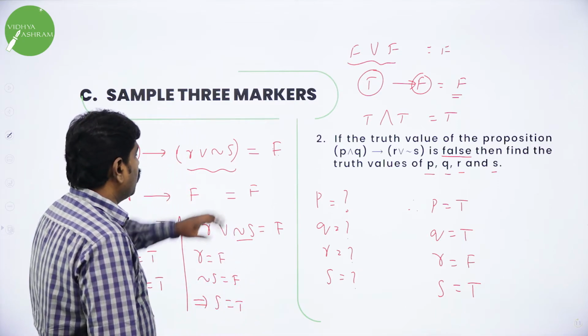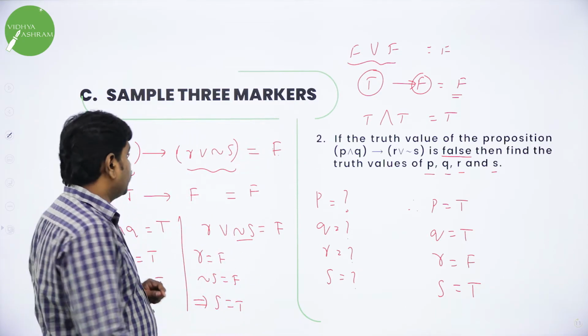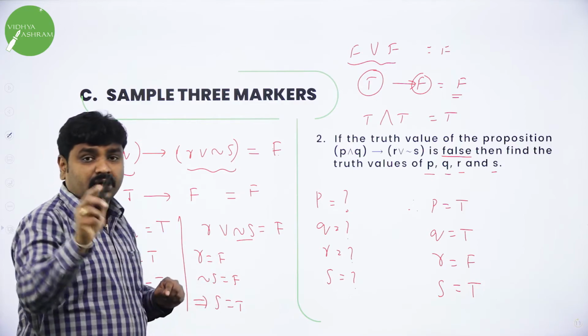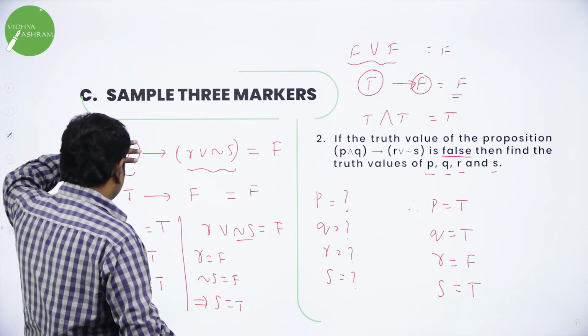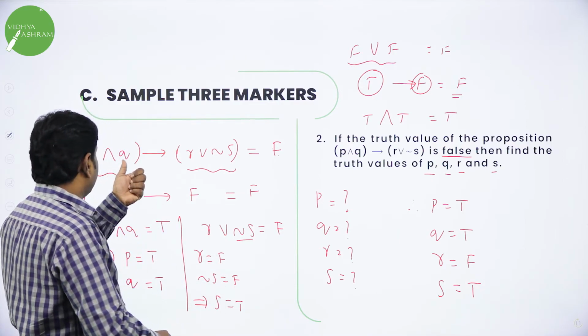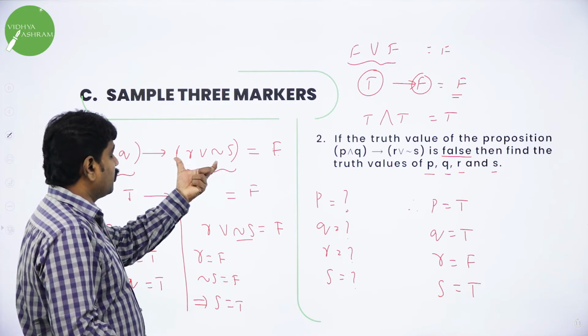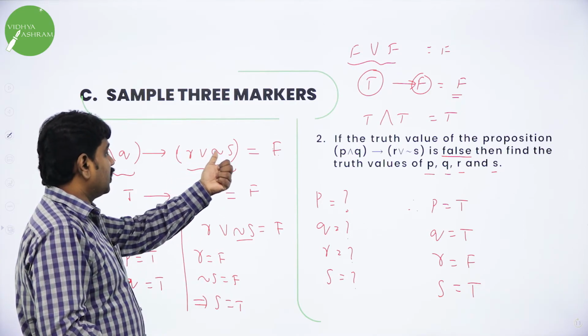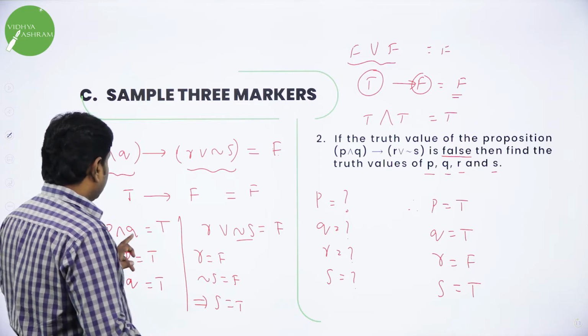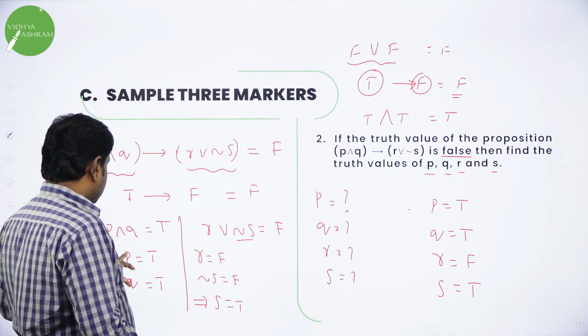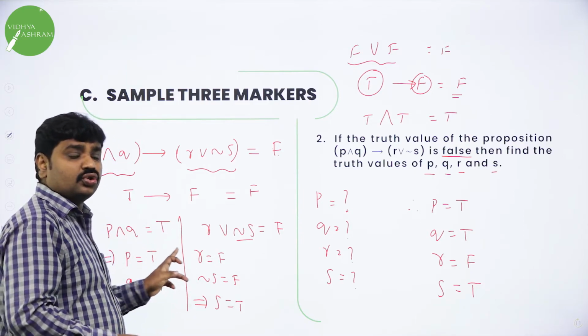So I'll repeat: the overall answer is false. Overall answer is false means implies is false. I taught you that if implies is false, then the first one has to be true. First one means P and Q has to be true, and the second compound proposition R or not S has to be false. So P and Q, take it as true, and P and Q is true means both should be true.